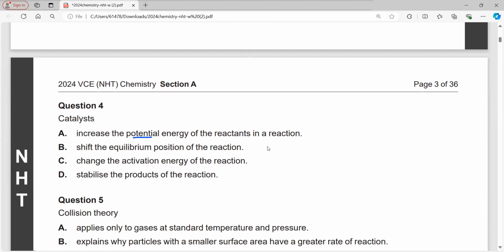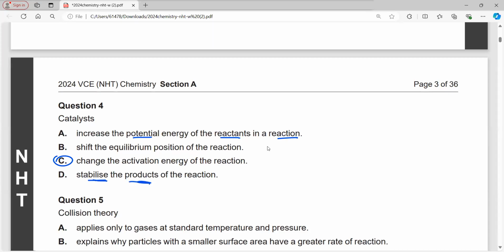Catalysts increase the potential energy of the reactants in a reaction. So they don't actually affect the energy of the reactants or the products. All they do is decrease the activation energy, which leads me to go to C. B, shift the equilibrium position of the reaction. Not really, again. It could affect how quickly it gets to equilibrium, but it doesn't actually shift the equilibrium position.